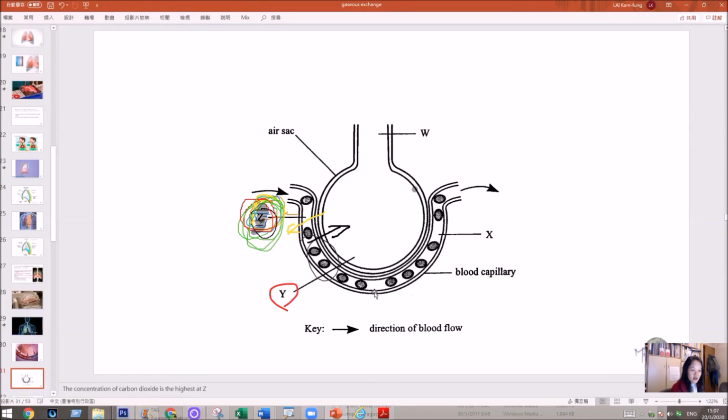When it flows along the bloodstream, it will have the carbon dioxide removed into the air sac. So there will be less and less carbon dioxide. So carbon dioxide decreases.